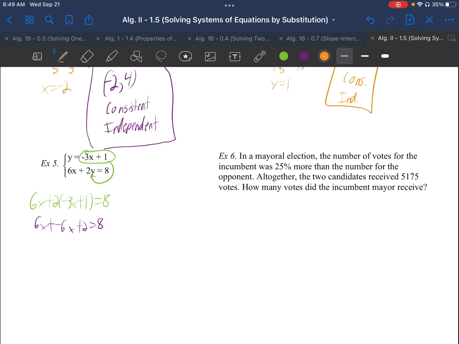From there, we're going to combine like terms. 6x and negative 6x give us 0, so we have 2 equals 8. Wait a second. 2 will never, ever, ever equal 8. This is no solution. So anytime you get an equation that's not true, and it'll never be true, like 2 is equal to 8, there's no solution. So this system is inconsistent. So we don't have to worry about saying is it dependent, independent, because that only happens if it's consistent.